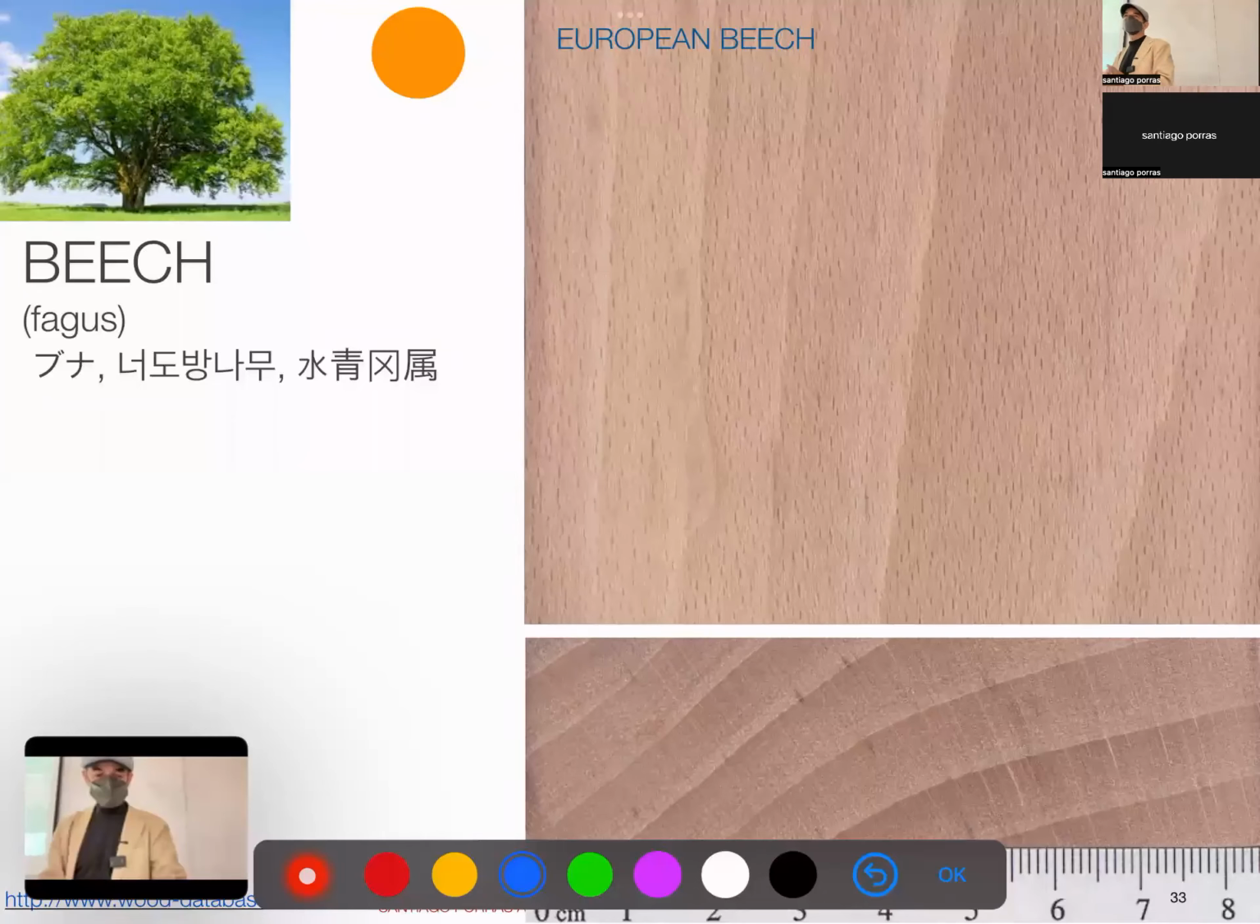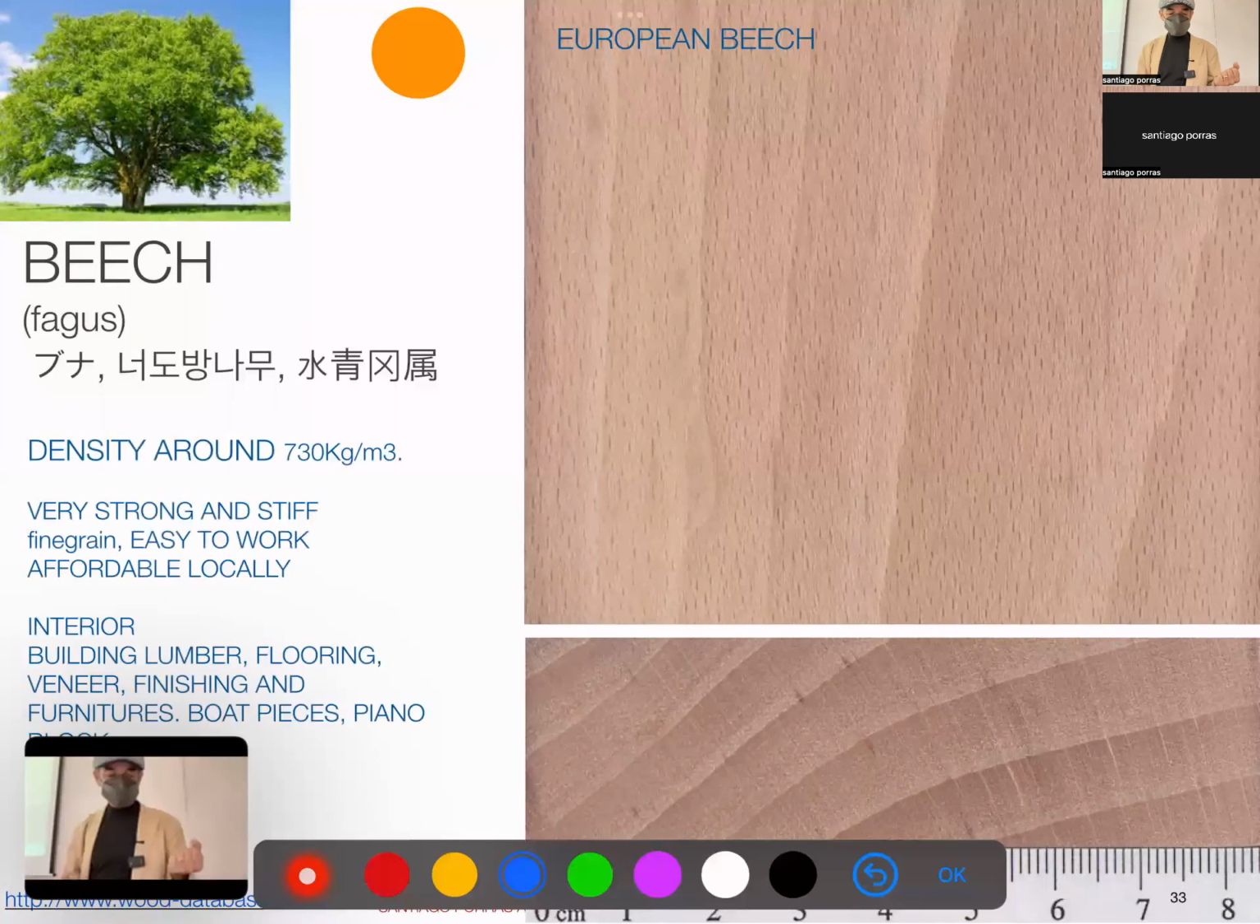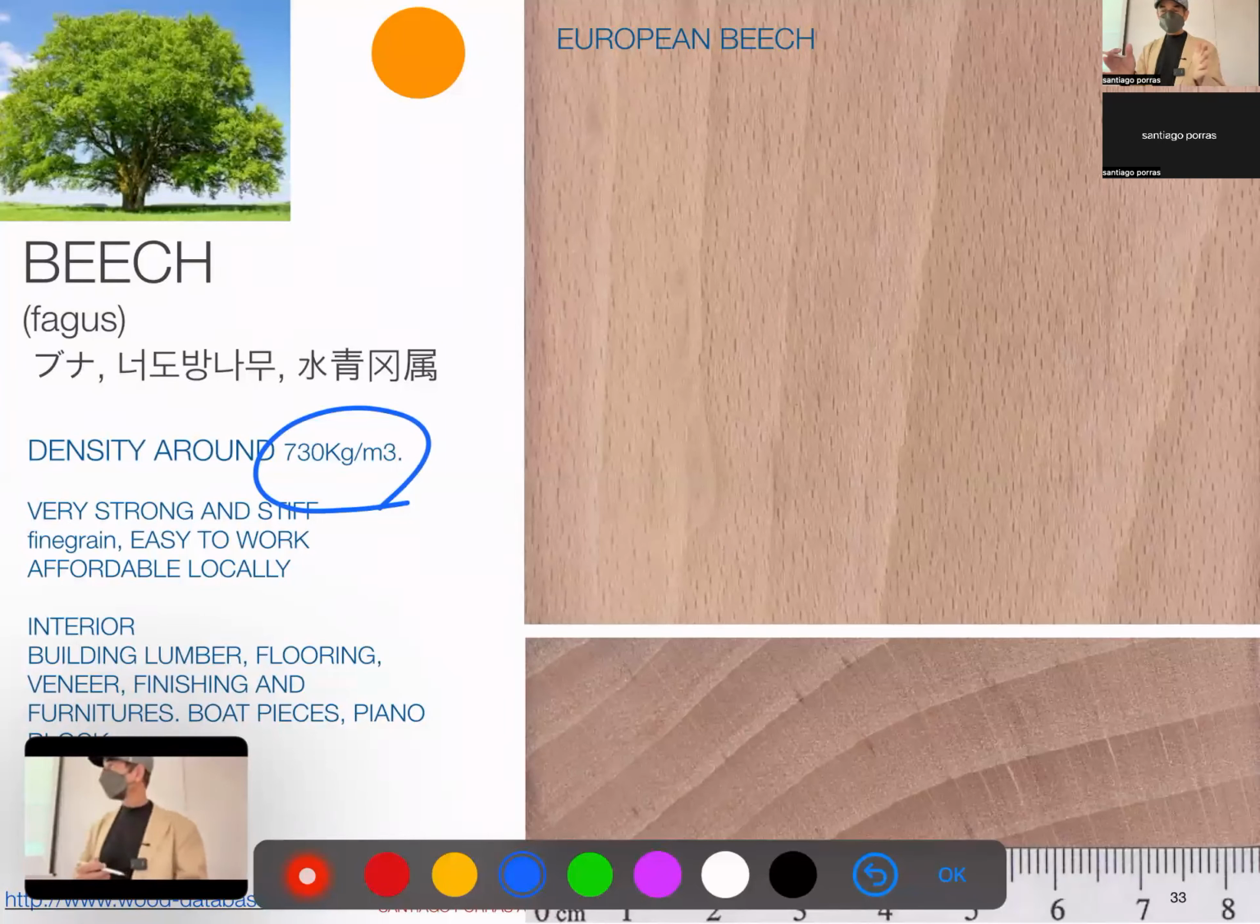So beech is Nodobang Namu. That's Wikipedia. It has also varieties, European, American. It is fantastic wood, very reliable, very, very dense, right? It's about 700. See as the heaviest of the conifers, and very common.